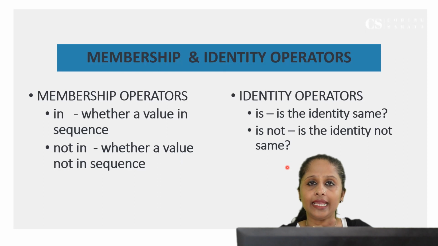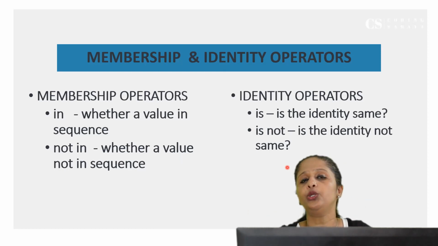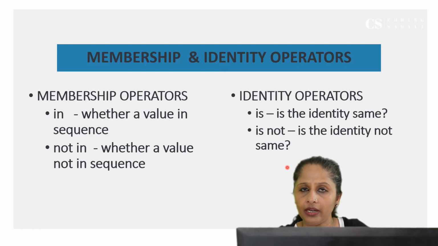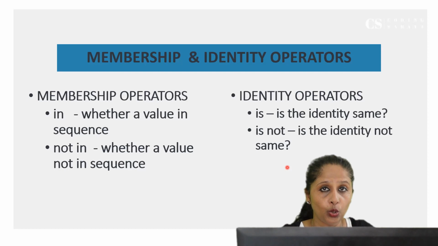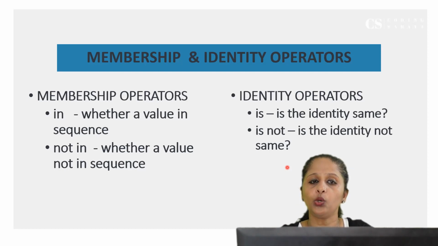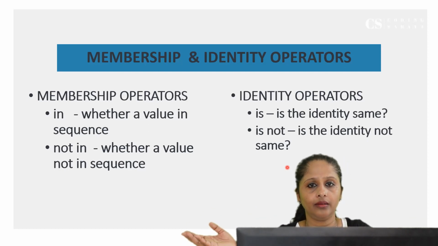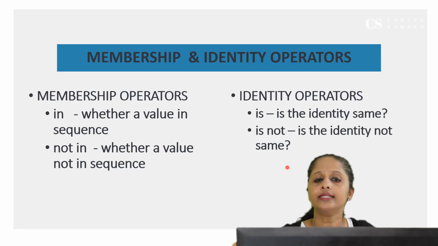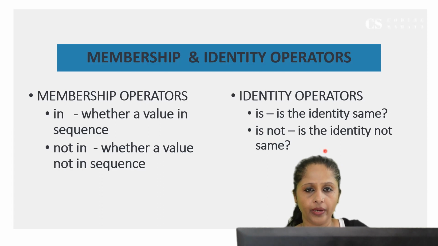And is not means x is not y. That is, x and y should not point to the same memory location. If they are not pointing to the same memory location, then it returns true, otherwise it returns false. These operators we will study in detail in another portion, so I am not showing any examples now. So these are the membership and identity operators.